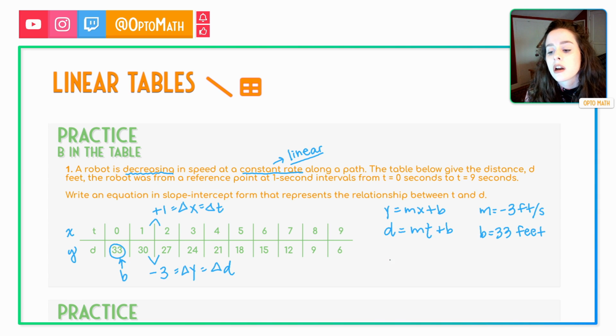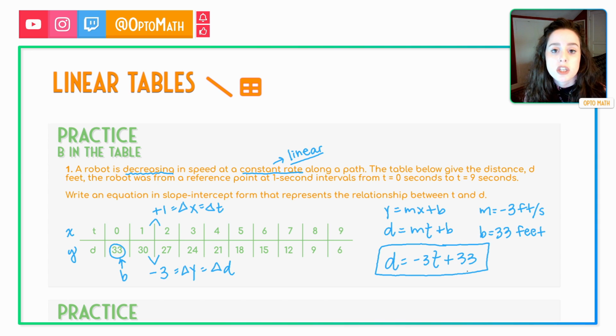So let's complete our equation. D is the slope, which is -3, times t, plus our y-intercept, which is 33. So this is our equation in slope-intercept form that represents this robot situation.